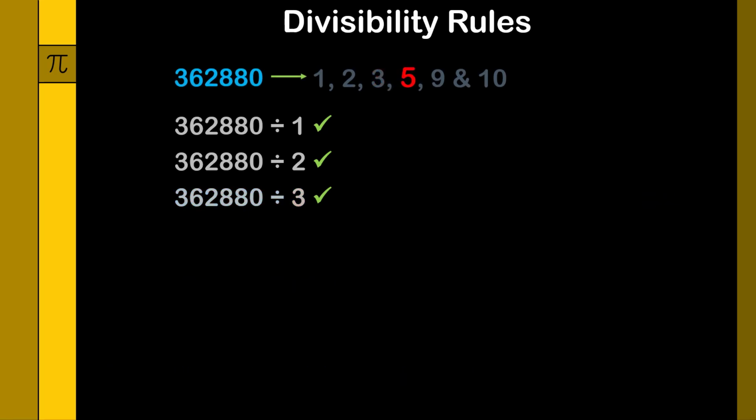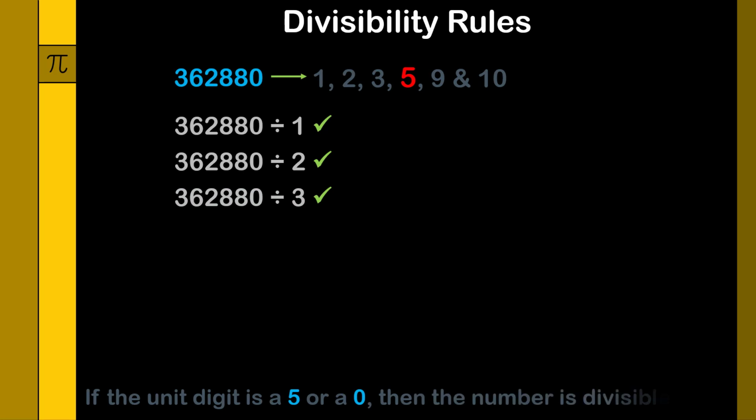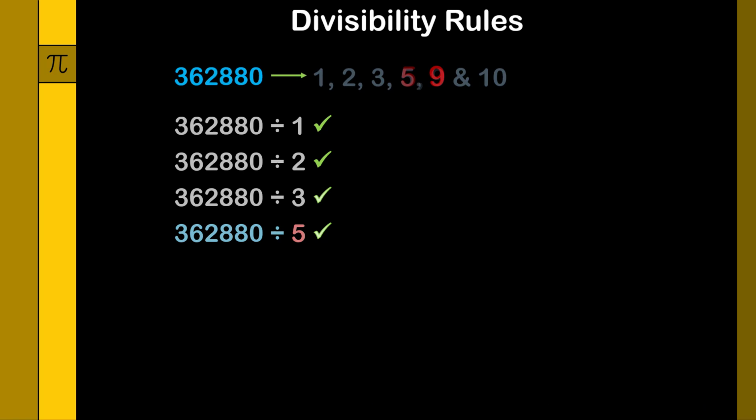The divisibility rule for 5 is that if a number ends with, or we can also say if the unit digit of a number is 5 or 0, then the whole number is divisible by 5. 362880 ends in 0, so this is definitely divisible by 5.